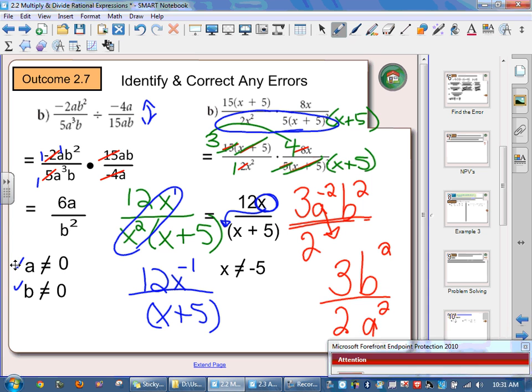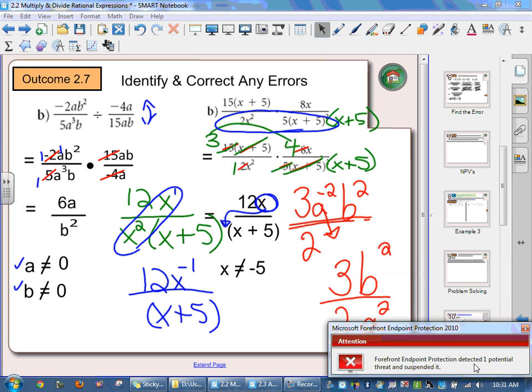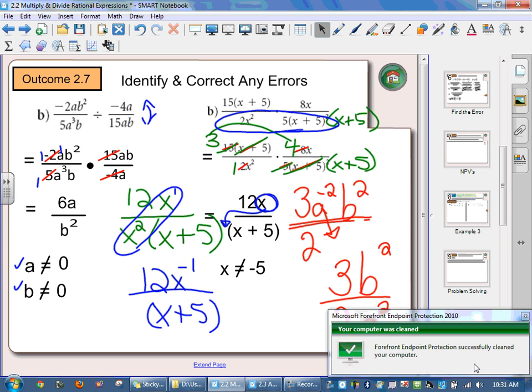A negative 5. Well, that's this guy only. Did they ask for this guy too? Do I have to worry about him? Yeah, you do. You have to worry about that x squared. What can that x be? 0. So they forgot that x also can't be equal to 0.